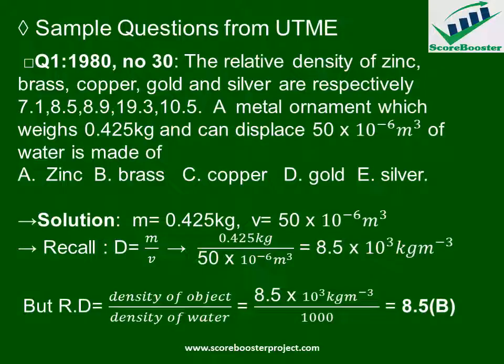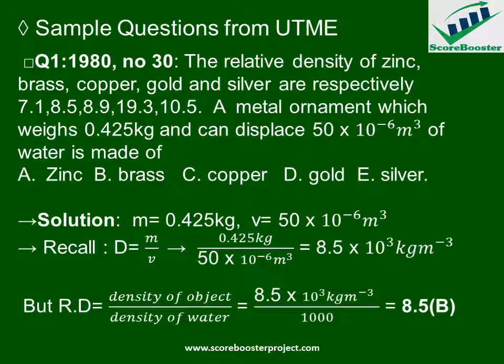A metal ornament which weighs 0.425 kg and can displace 50 times 10 raised to power minus 6 meter cube of water is made of dash. So you have option A to be zinc, B is brass, C is copper, D is gold, and E is silver. Now on to solution.